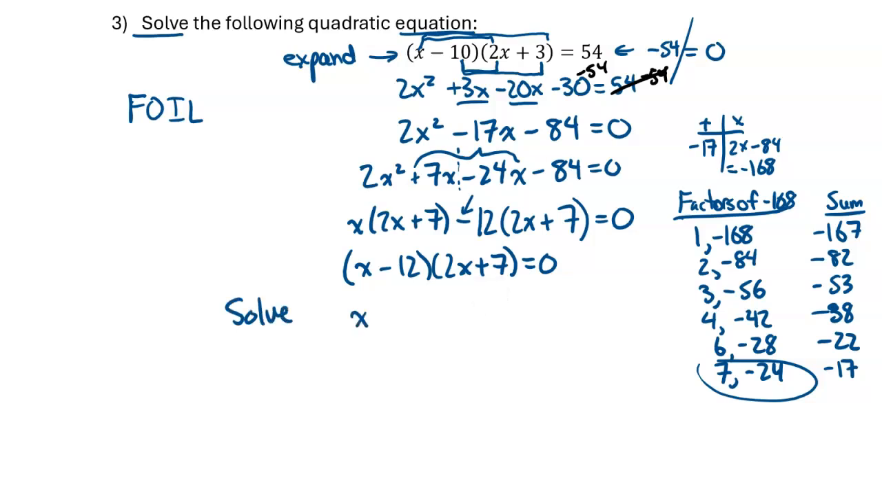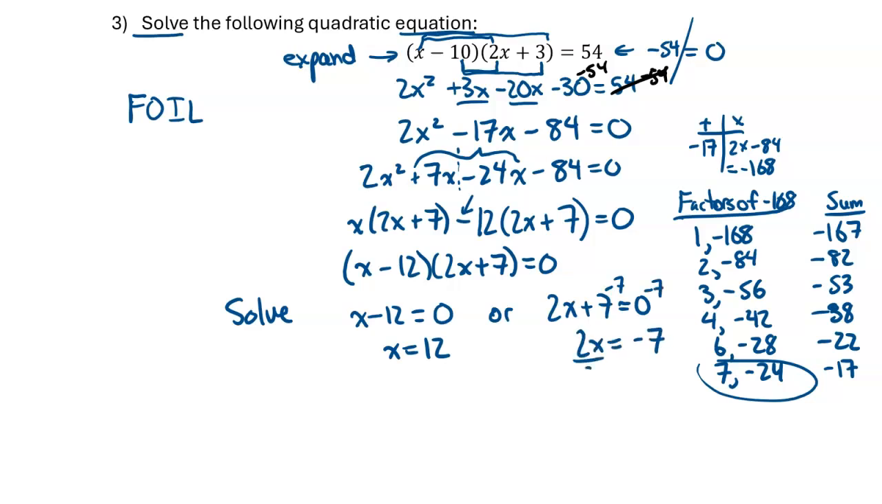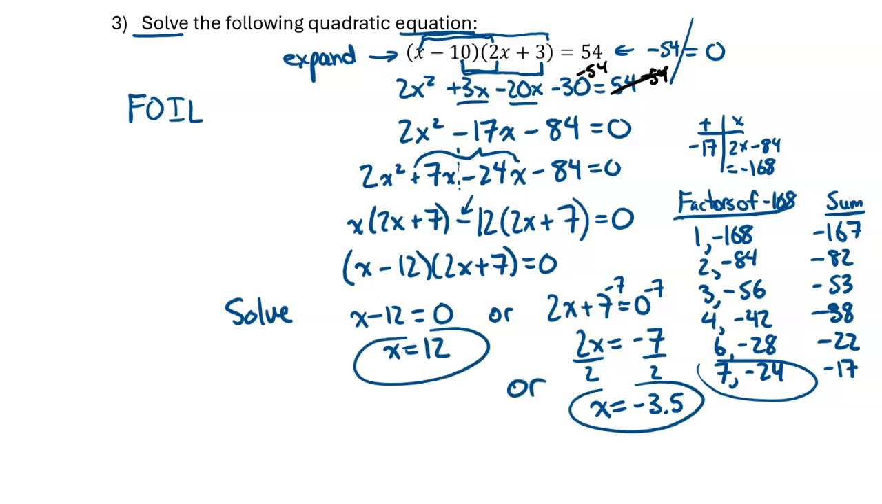It's asking us to solve it. So what we actually have to do is go x minus 12 is equal to 0, or the 2x plus 7 is equal to 0. So we add 12 to both sides here. We get x equals 12. On the right side, we have to subtract 7 from both sides. We always do reverse order of operations, so we have to subtract or add before we multiply or divide. And then we divide by the 2, and negative 7 divided by 2 gives us x equals negative 7 over 2, or negative 3.5. So there you go. Those are your two solutions for solving that quadratic equation.